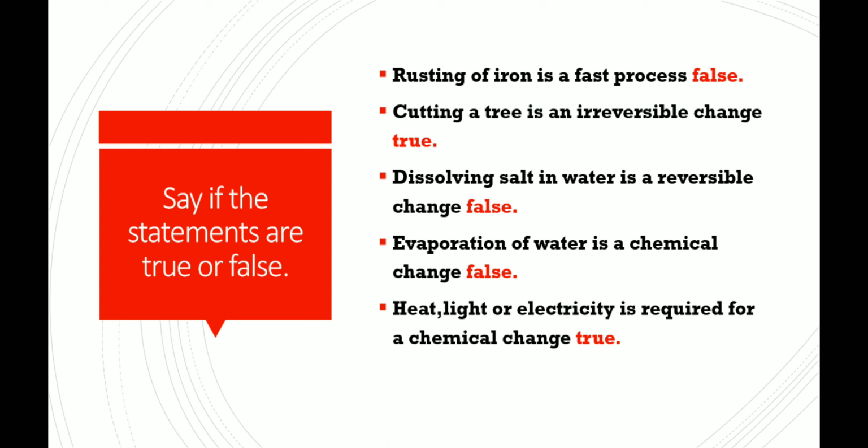Now proceeding to the fourth question, say if the statements are true or false. The first question goes like this: rusting of iron is a fast process. This statement is false. Now the second one, cutting a tree is an irreversible change. The statement is true. Third question, dissolving salt in water is a reversible change. This statement is also true.